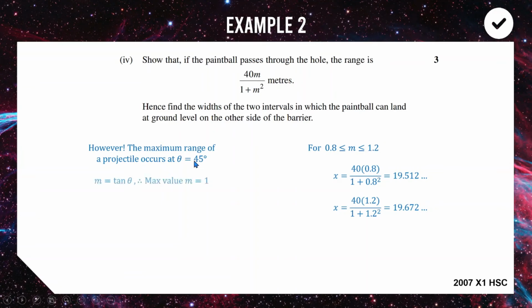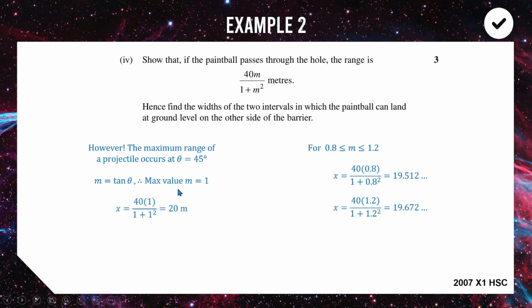That means the largest range for m, because m is equal to tan theta and tan 45 is equal to 1, that means m equal to 1 is going to get us as far away from the start point as possible. That's important because m equal to 1 is within the range of 0.8 and 1.2. So 0.8 and 1.2 are not the endpoints. Starting at 0.8, we go up to 1, and then we go back to 1.2. So if we want to find the maximum range in which we can land in this interval, we've got to look at the largest value for range, I should say, which is m equal to 1. Okay?